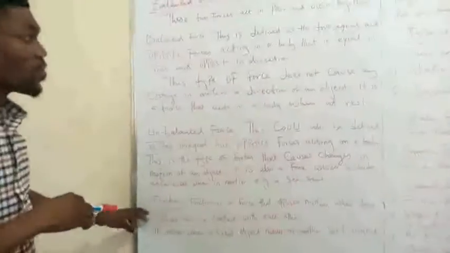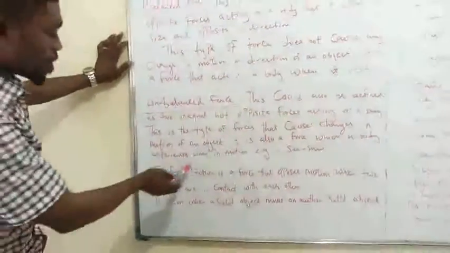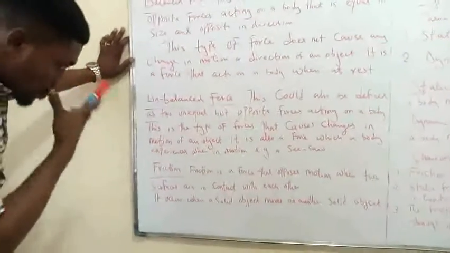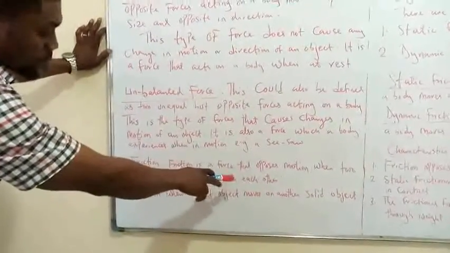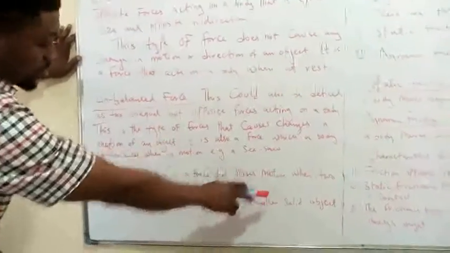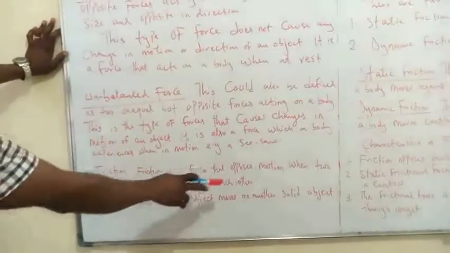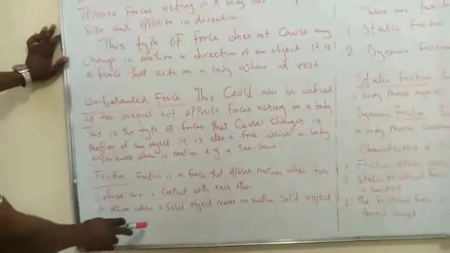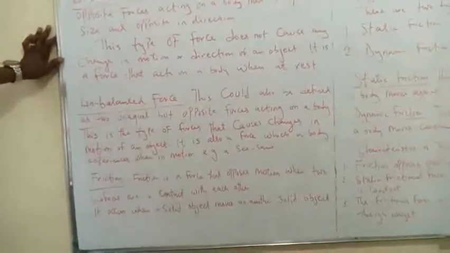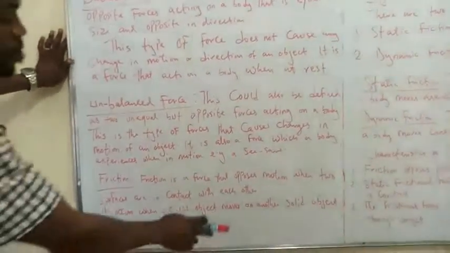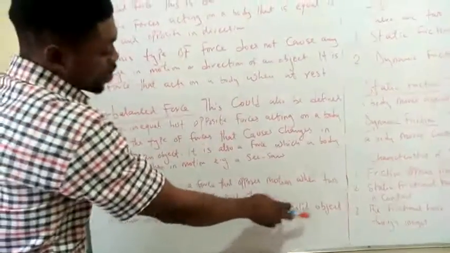Now this takes us to this part. This is what you really need to understand for you to understand this one better. Friction. What's friction? Friction is a force that opposes motion when two surfaces are in contact with each other. It occurs when a solid object moves on another solid object.